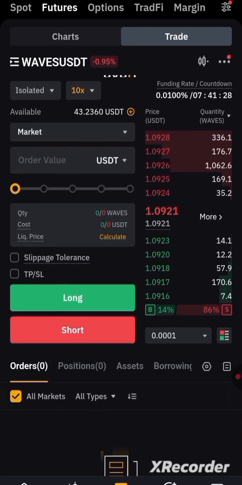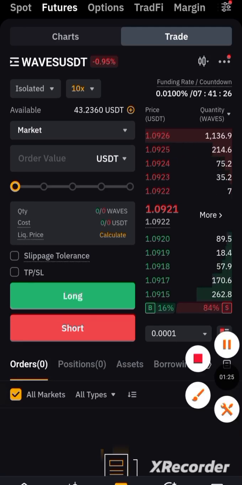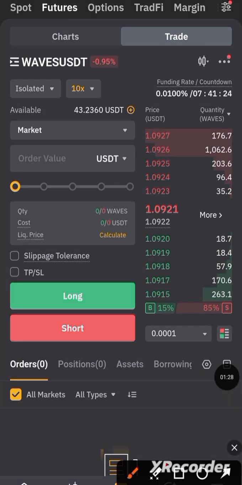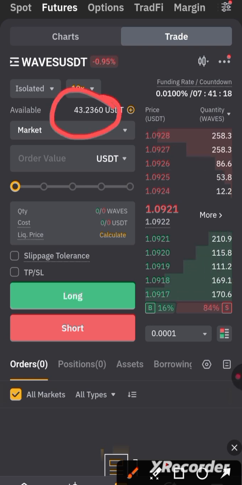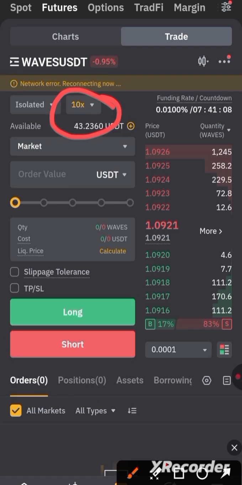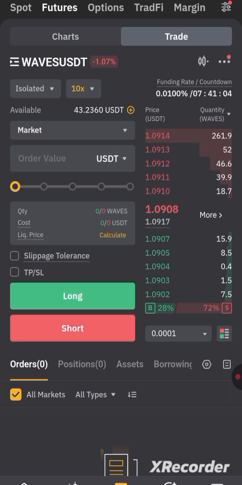Now I have $40 in this account. It will be $43, but I'm going to use $40 in this particular account. So 20% of $40 is $8, and 25% of $40 is $10. So now I'm going to use $10, which is 25% of it.